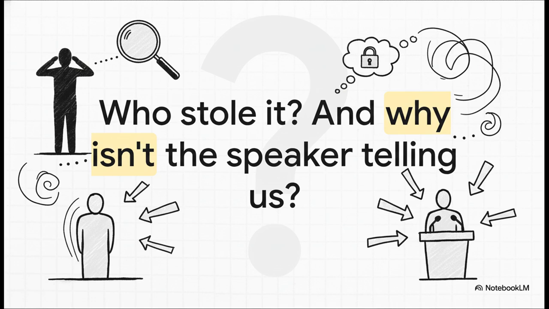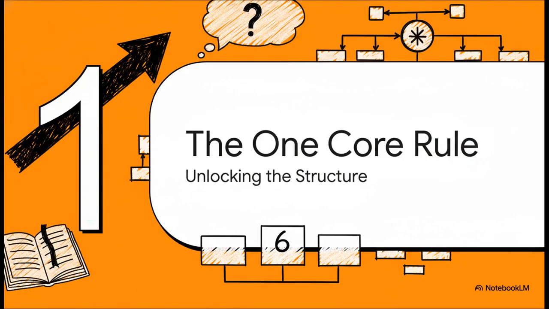Is it because the speaker has no clue who did it? Or are they hiding something? Well, that right there is the entire point of the passive voice. It's a strategic choice you make about what to put in the spotlight and what to leave in the shadows. Okay, so how do you get a handle on this?